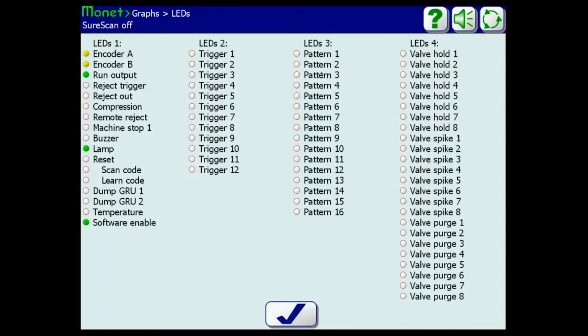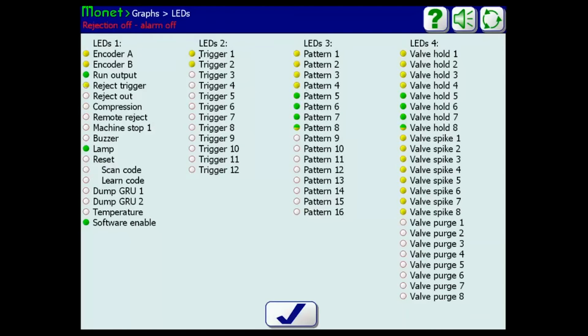LEDs 3, these are all my pattern LEDs. So these are all my hot melt detection sensors, 1 through 8. As you can see, those are yellow and those are pulsing. Okay. My 2 triggers, trigger 1 and 2, those are also pulsing with the product running through the machine.